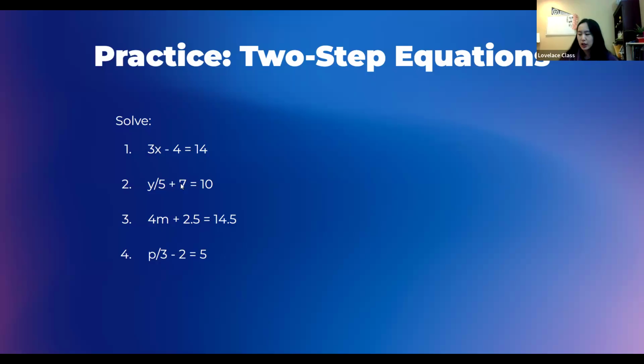All right. Okay, Priya, do you want to explain number 3? Yeah. So basically, first I had to cancel out 2.5, so I subtracted 2.5 on both sides. So I had 4m equals 12, and then I just divided by 4, and I got 3. Good job. That's good.